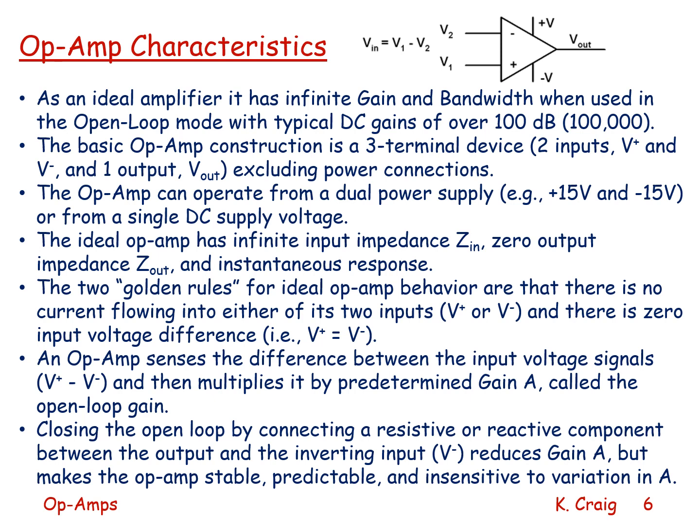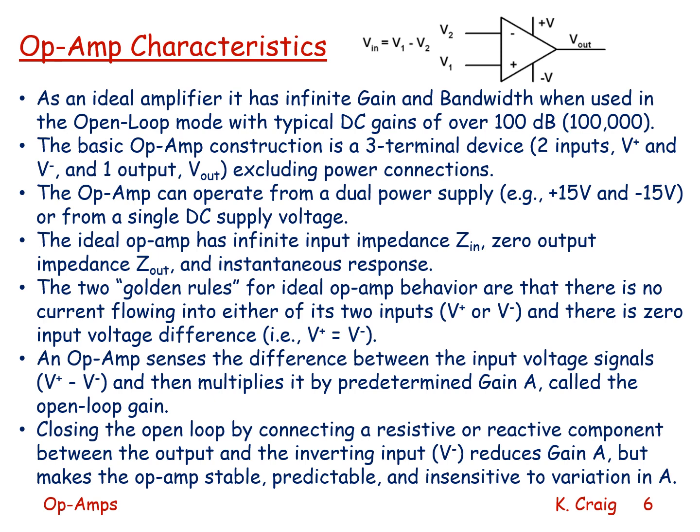The 2 golden rules for ideal op amp behavior are that there is no current flowing into either of its 2 inputs, plus or minus, and there is 0 input voltage difference. That is V plus equals V minus. An op amp senses the difference between the input voltage signals, V plus minus V minus, and then multiplies it by predetermined gain A, called the open loop gain.